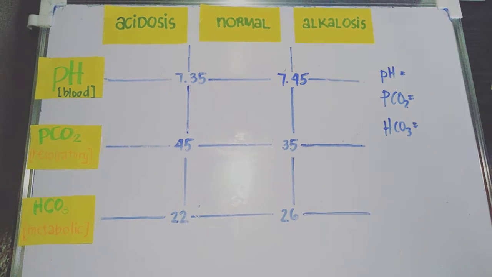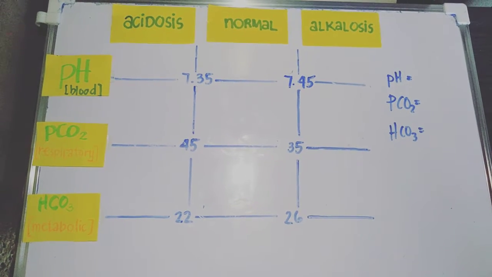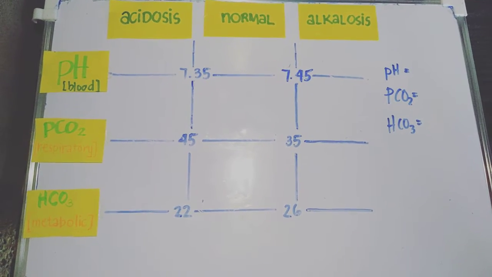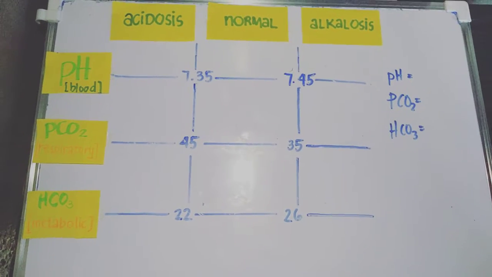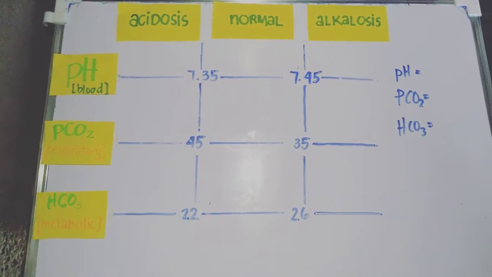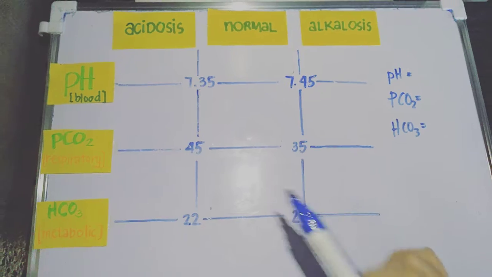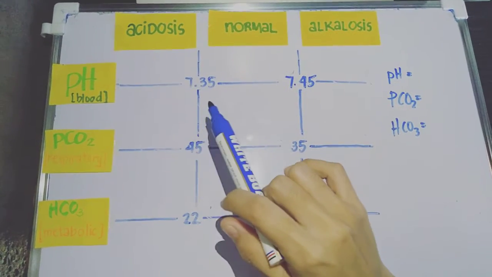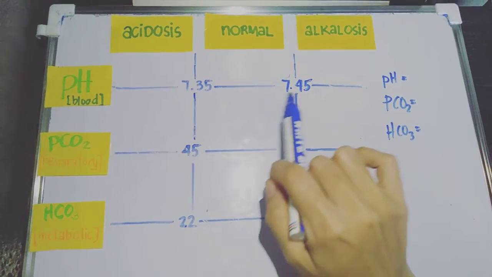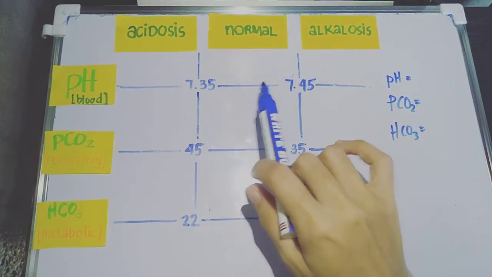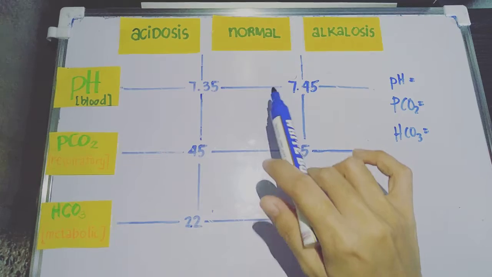So today I'm going to try to explain to you how to interpret arterial blood gas test results using the Tic Tac Toe method. But before that, I'm going to explain to you why my Tic Tac Toe is in this order. As you can see, the blood pH is 7.35 to 7.45, so from acidosis to alkalosis. In this range, it is the normal range.